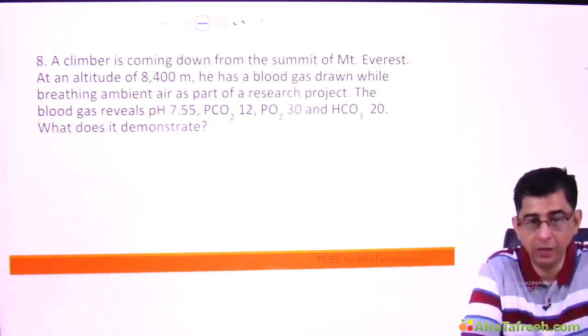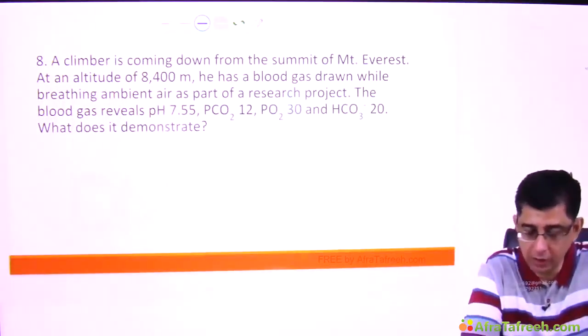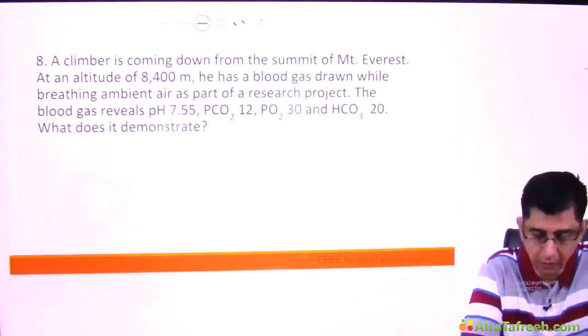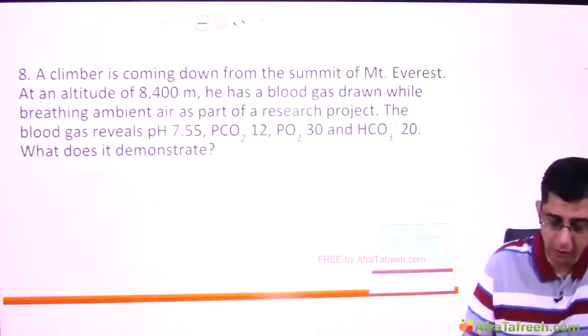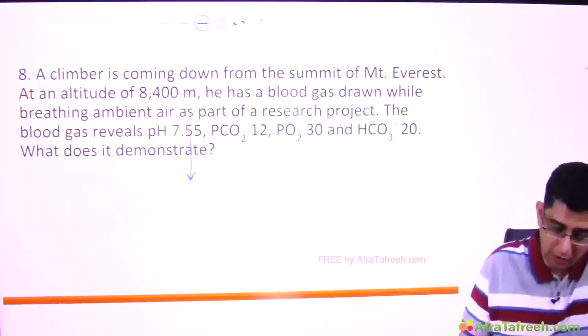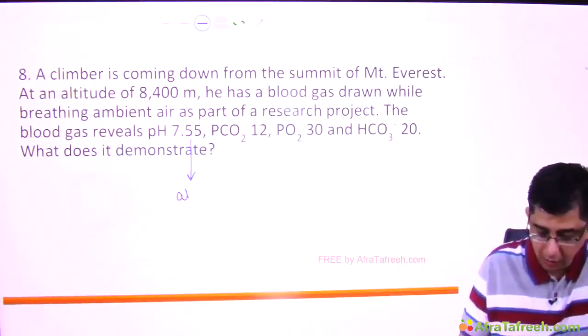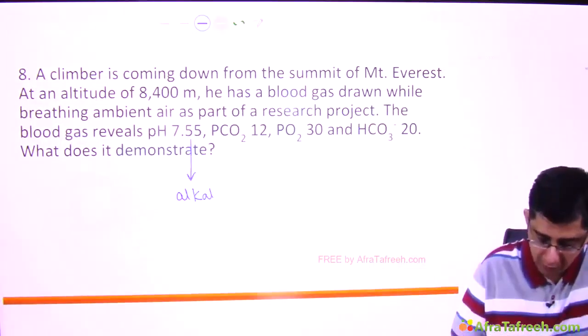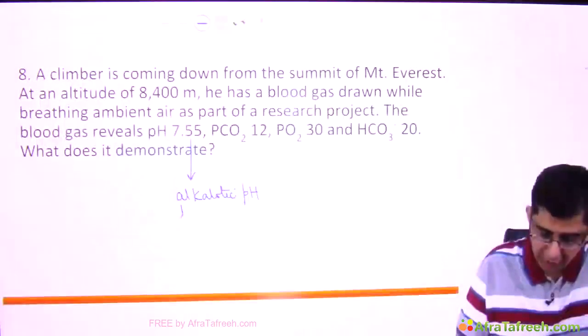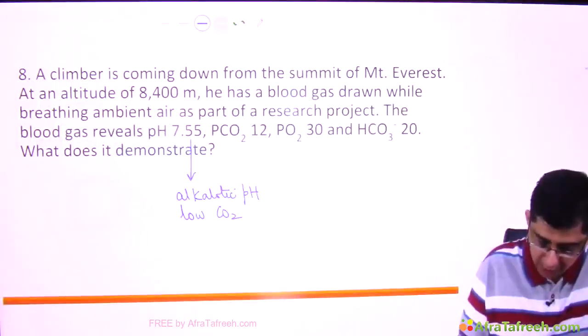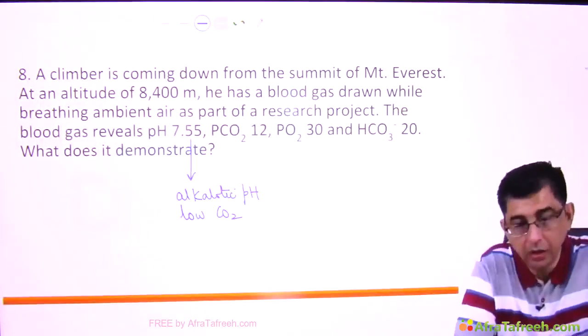In the first one, a climber is coming down from the summit of Mount Everest at a height of 18,400 meters. He is having a blood gas drawn as a part of a research project. Let's look at the ABG report. This patient has an alkalotic pH. The pH is 7.55, so it's obviously more than normal. He has a low carbon dioxide. That tells me that it could be a respiratory etiology.